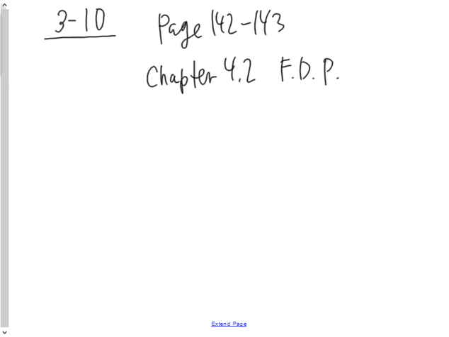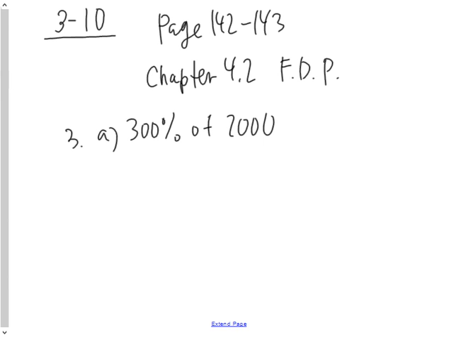Okay, grade 8. This is chapter 4.2 from your fractions, decimals, and percents unit. We're working on page 142, which is from section 4.2, on calculating mentally percents of numbers as well as calculating percents of numbers using a calculator. So we have questions 3 through 10, which take place on page 142 to 143. And we're going to start with question 3. So question 3A says, what is 300% of 2,000?